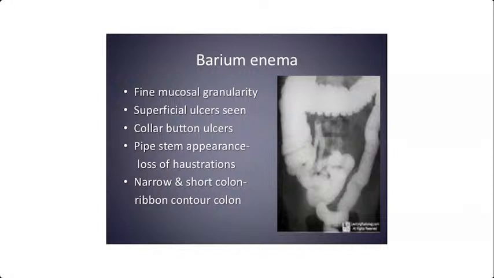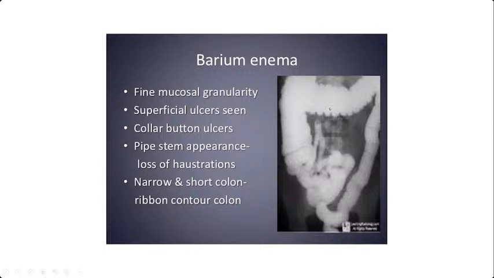It will show mucosal granularity, like we talked about in ulcerative colitis. In mild and moderate disease, there's mucosal granularity, which varies according to the severity of disease. Ulcers, and for ulcerative colitis, the collar button ulcers, and pipe stem appearance with loss.